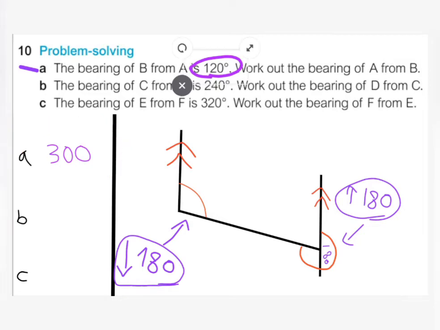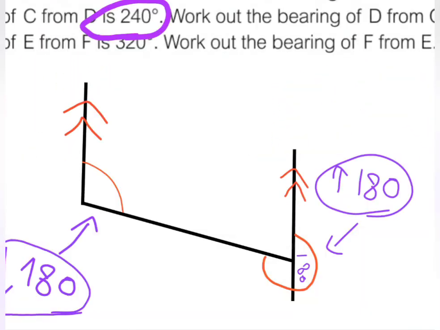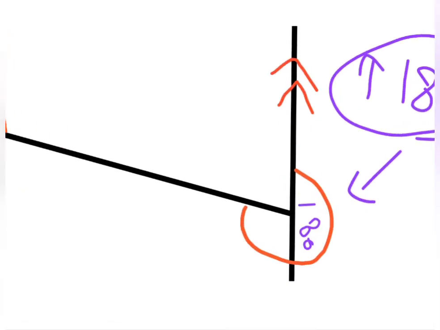Now let's take a look at the second one. The second one says 240. Now 240, is it smaller or bigger than 180? Very good, it's bigger. So what do we do? Do we add or subtract? Very good, we subtract. So 240, it means it's bigger than 180, it means it's here. And when we subtract 180, we will get this angle.